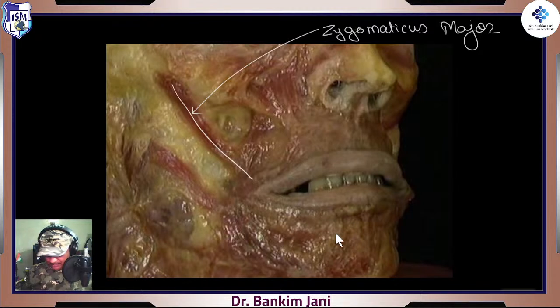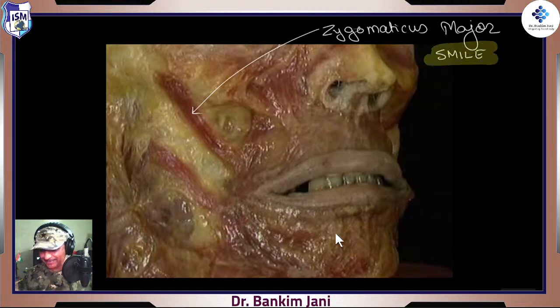Now this zygomaticus major, I'll just remove this so that you can see it properly. This is the best muscle, because this is the muscle for smile, right? Very logical. Just from here, when it pulls, it is a smile. So that is zygomaticus major.